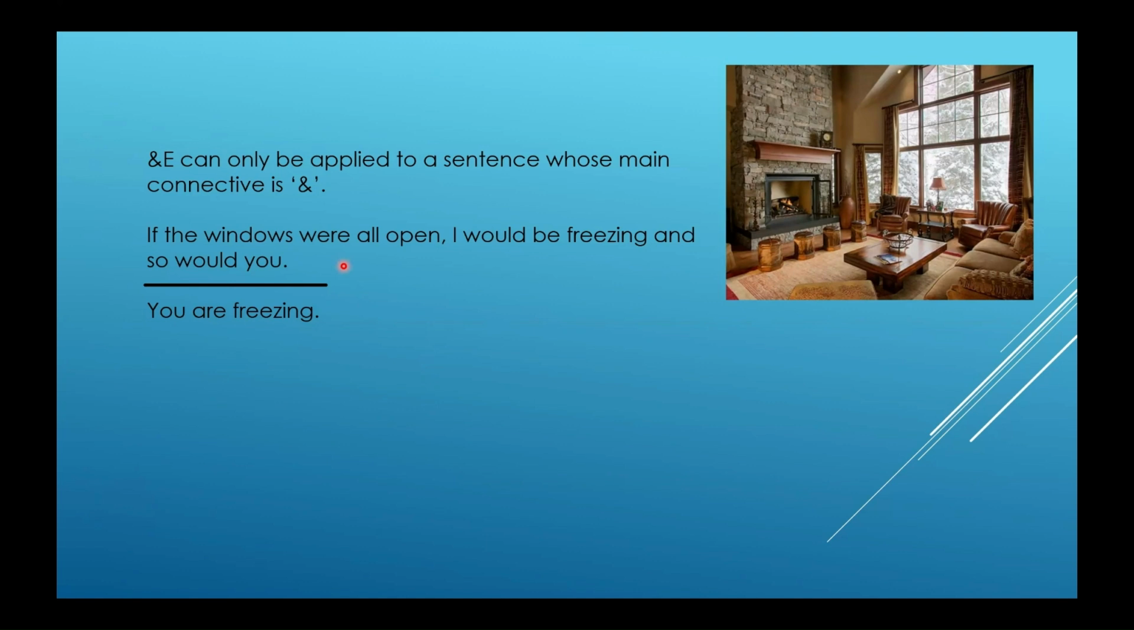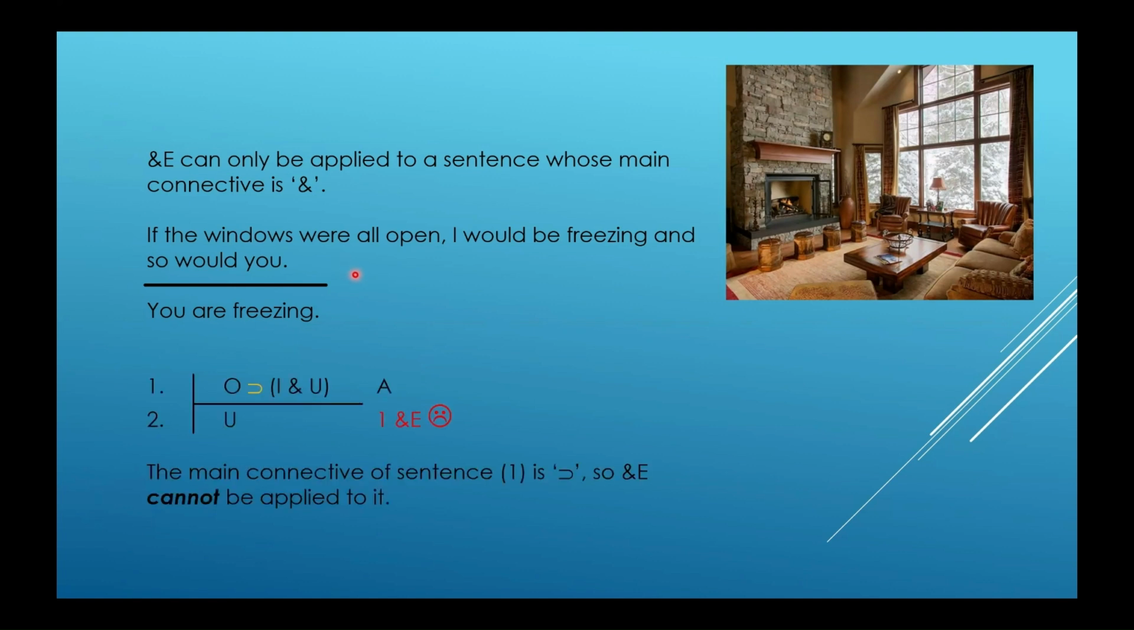This is a transparently invalid argument. If the windows are all closed, we're sitting in front of a fireplace, we're not freezing, even if it's true that if we did open all the windows, we would all be freezing. When you put that in symbolic form, though, people get thrown off and forget that the horseshoe here is the main connective of this sentence, which means that you can't apply conjunction rules to this. This conjunction is embedded in a subcomponent of the sentence, so you can't apply conjunction elimination and pull that out and get it down here.